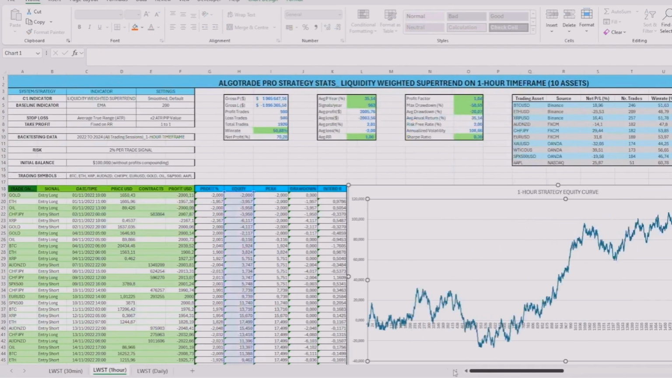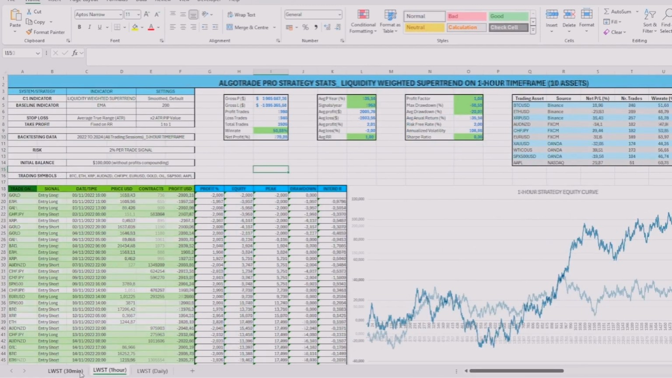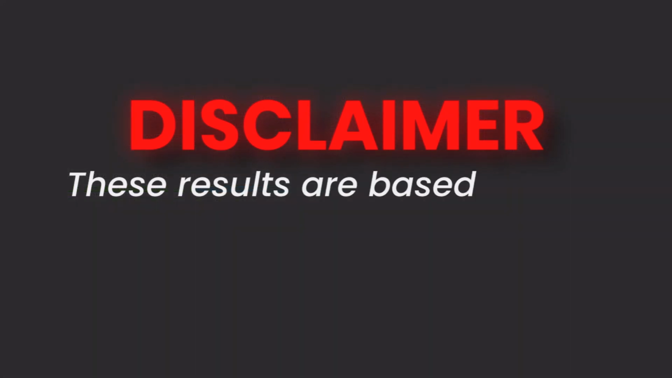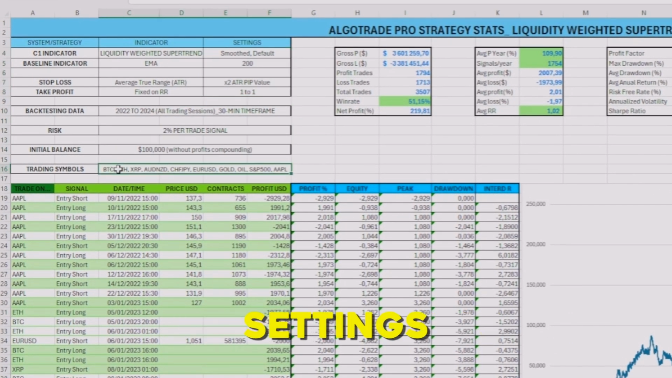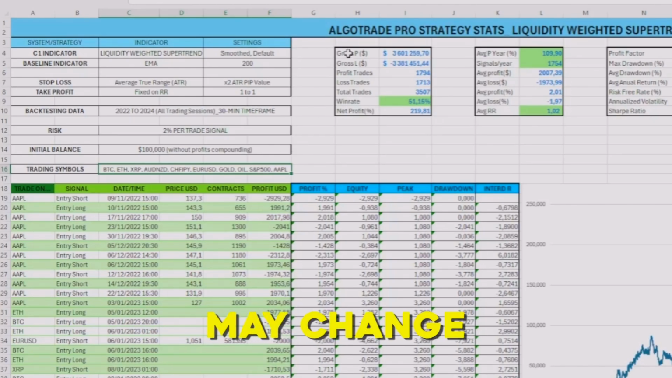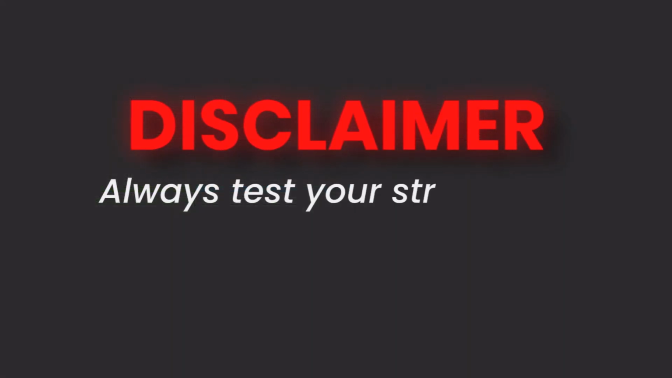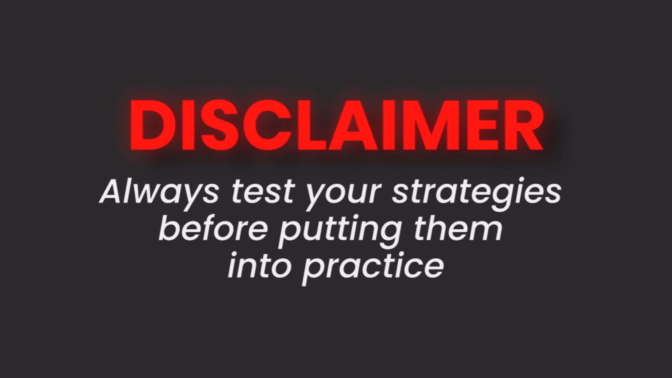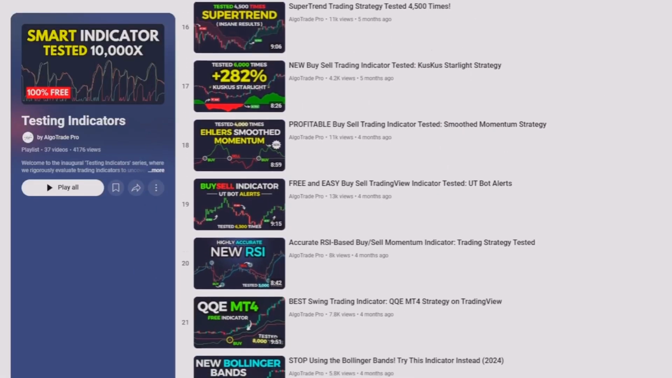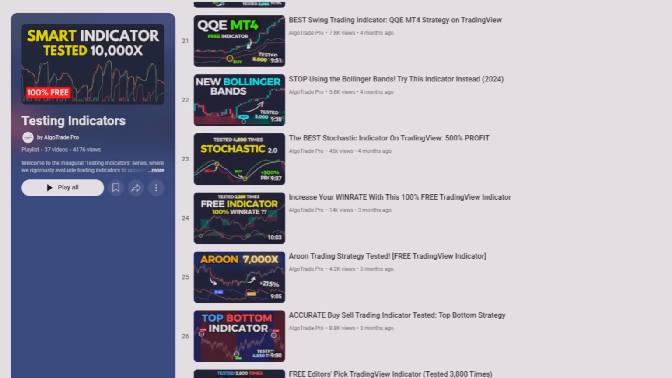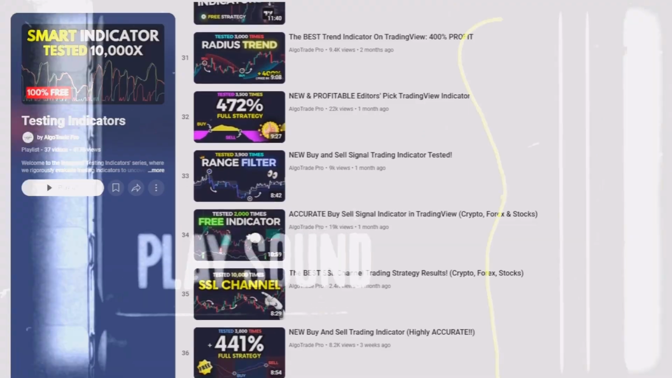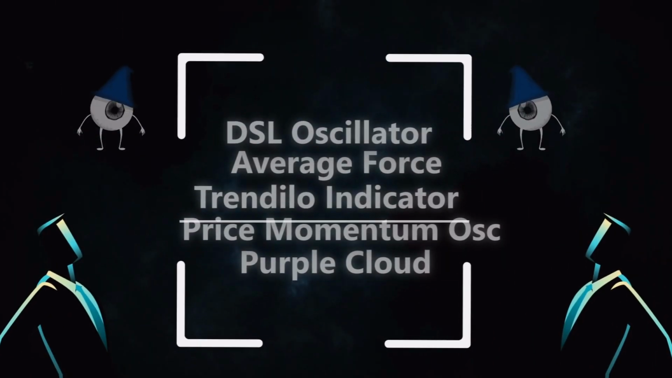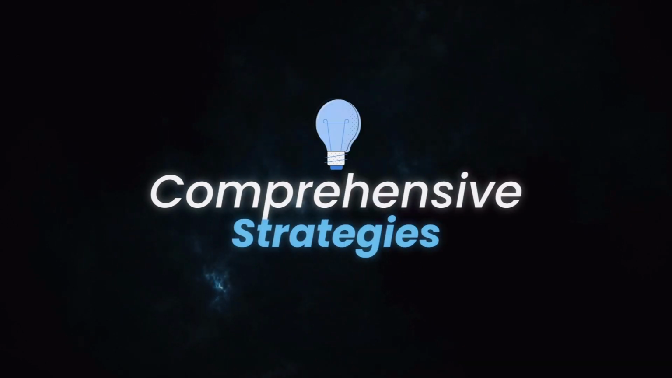However, it's important to note that these results are based on the specific conditions and settings I used for this test. If you change the conditions, settings, or even the assets, your results may change. So always test your strategies before putting them into practice. In this series, my objective is to test different indicators to discover which ones give us the highest probability of success. Once we identify those, we can use them to create more comprehensive strategies.